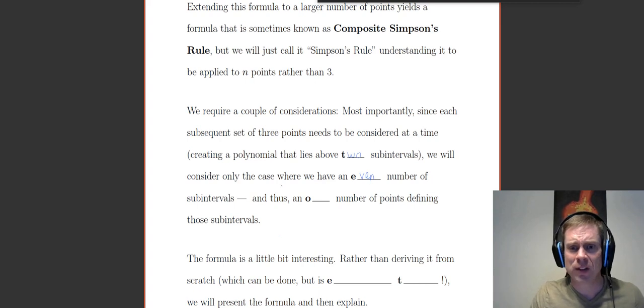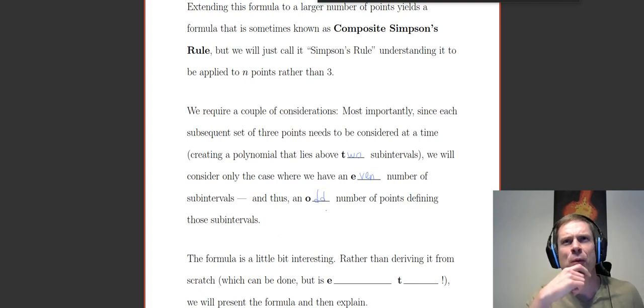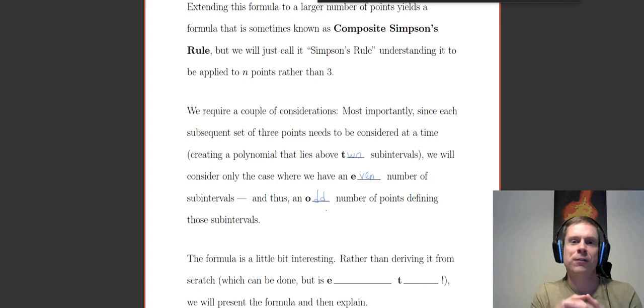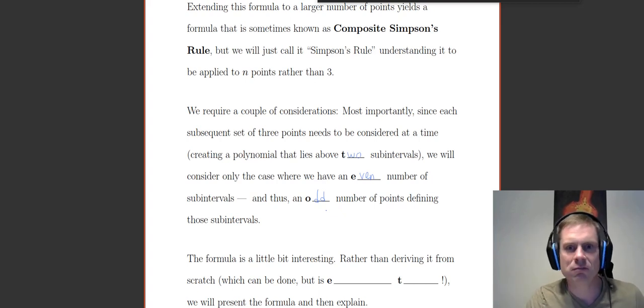Having an even number of subintervals means that we require an odd number of points. Thinking about why that is, imagine if we had 2 subintervals, that means we have 1, 2, 3 points. And the 3 points, like we had in the last example, x0, x1, x2, define 2 subintervals. Similarly, if I wanted 4 subintervals, I would need 5 points. 1, 2, 3, 4, 5.